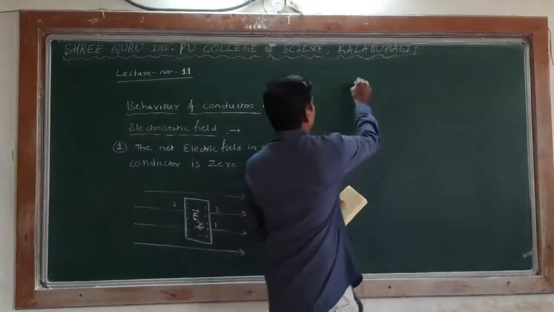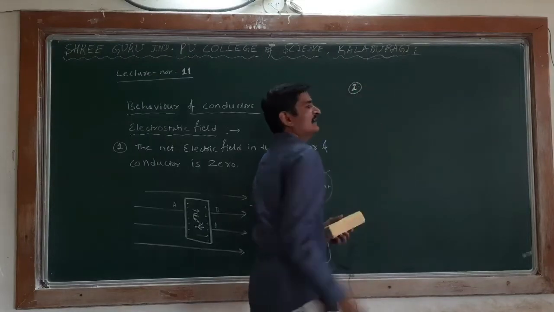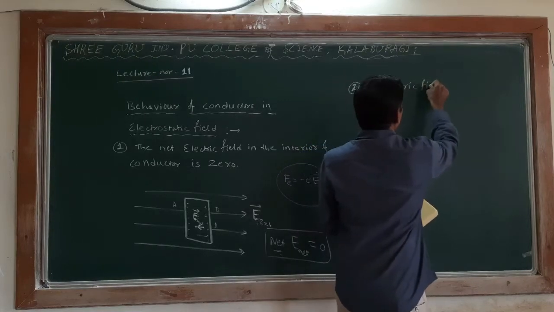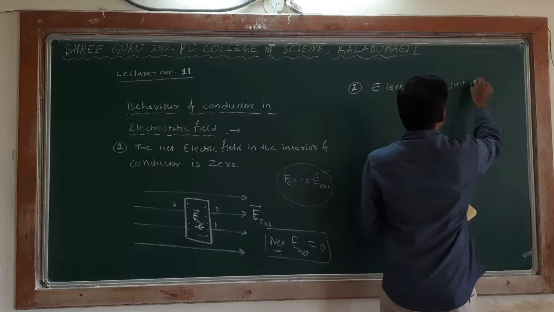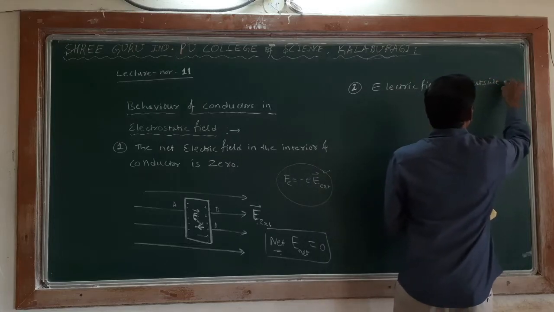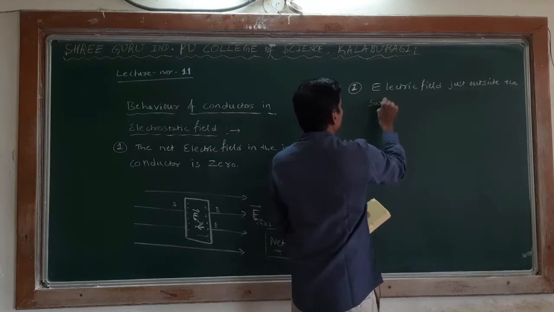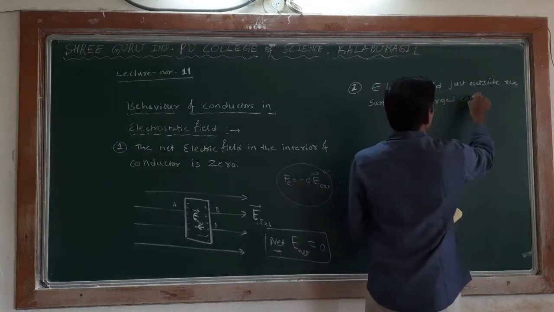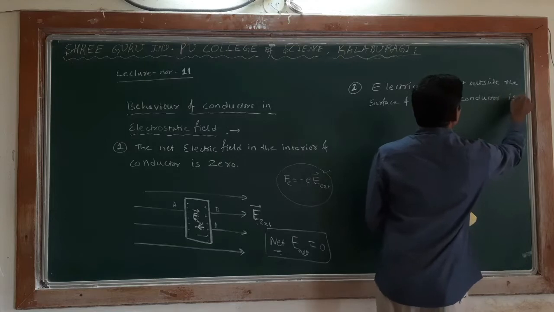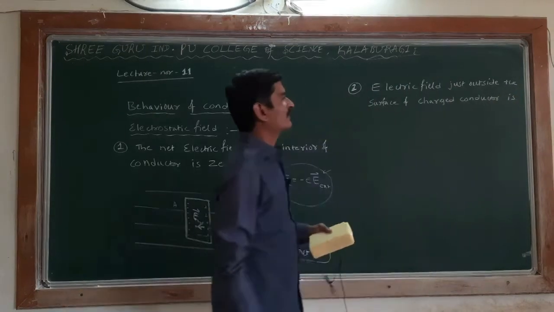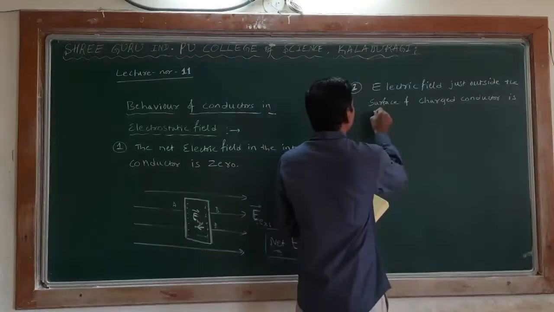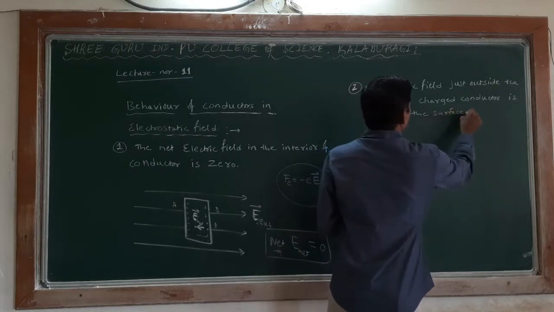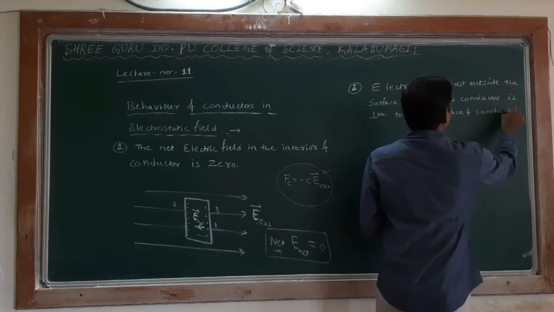Understood? Next point, second point. Electric field just outside the surface of a charged conductor is perpendicular to the surface of the conductor.